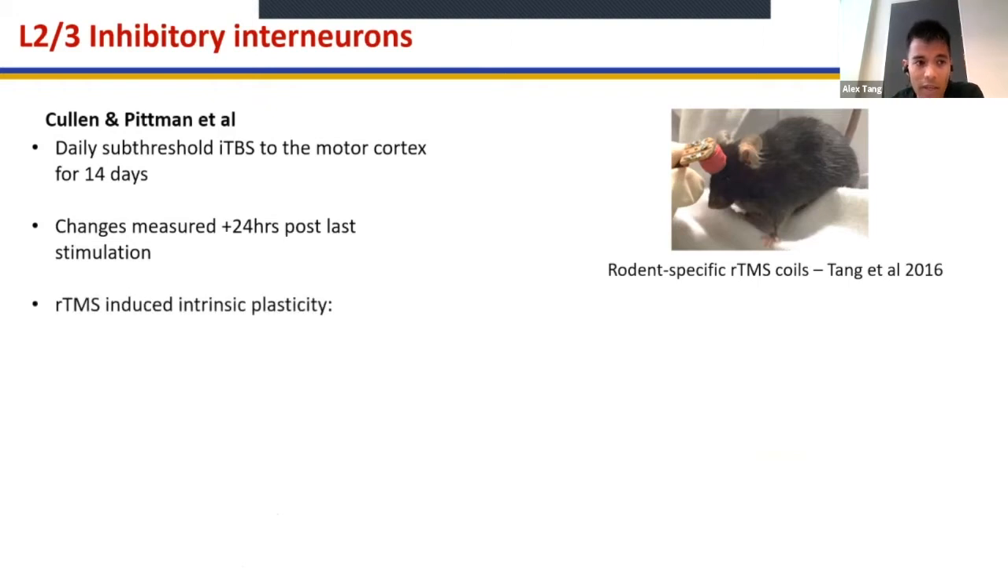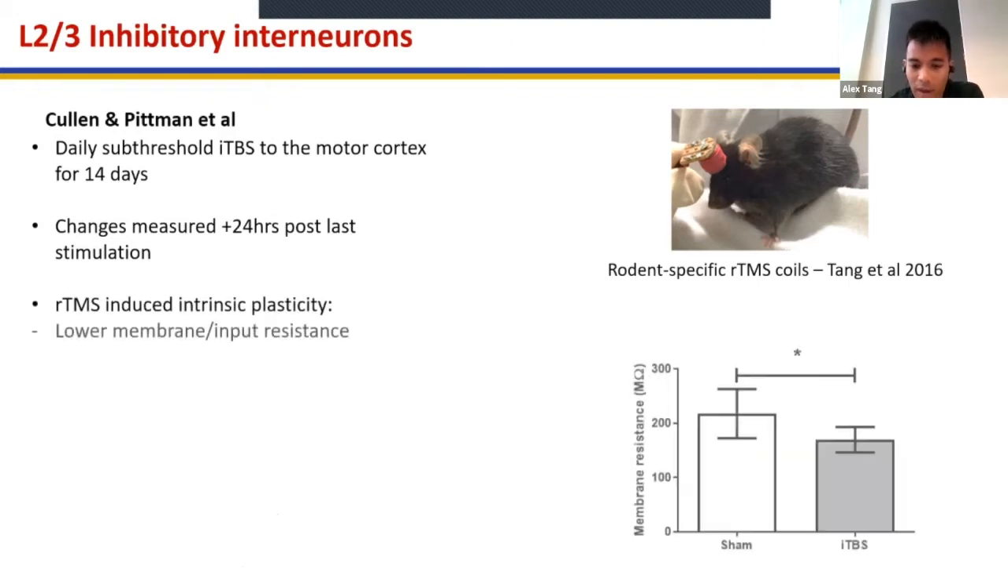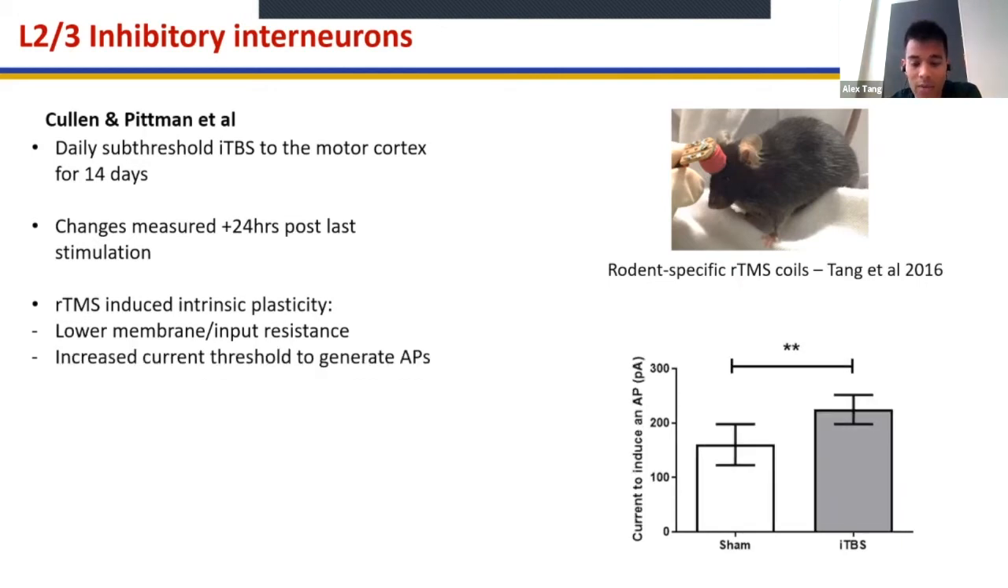And so when she looked at layer 2-3 inhibitory interneurons, what she found was that if you look at the membrane resistance, or how leaky these neurons were, the brains that were treated with iTBS had a lower membrane resistance. These cells were leaky. So essentially they can't hold charge as well. And so knowing this, we would expect that if cells which have been stimulated with iTBS have leaky membranes, you would then need a greater current injected into them to generate action potentials. And this is exactly what she found, that you needed more current into these neurons to generate action potentials.